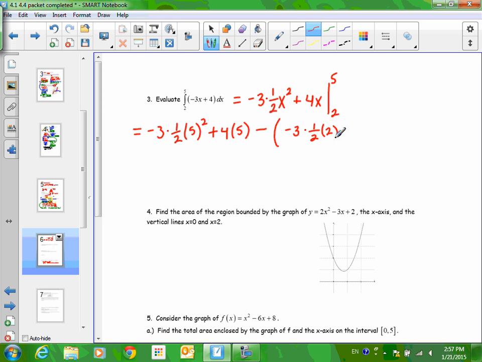Now, even though you'd rather not, I want you to go ahead on your own and try, and this one's actually easier, I think. I want you to simplify this down all the way to a single number.